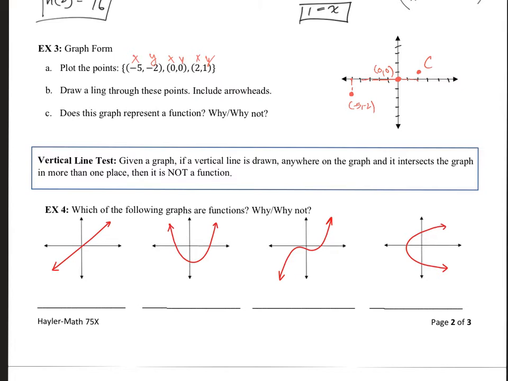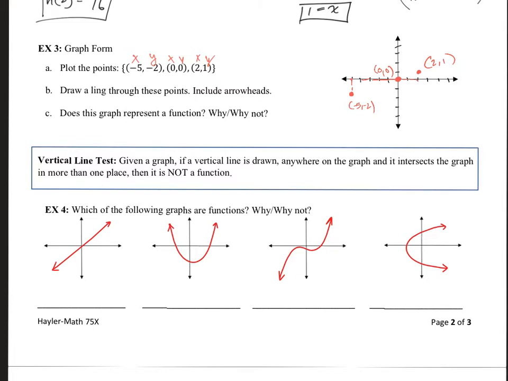And please label your points. Whenever you plot points, please label them. As usual, always recommended to label as much work as possible. That way, when things are being graded, you can get more evidence put down on the paper to earn you more points. Alright, B. Draw a line.